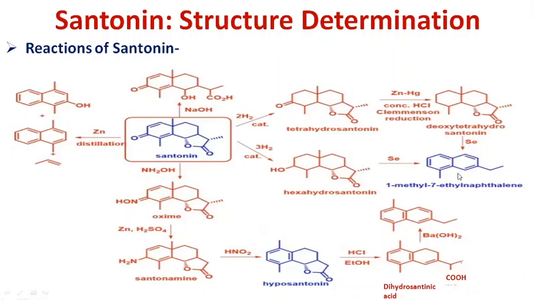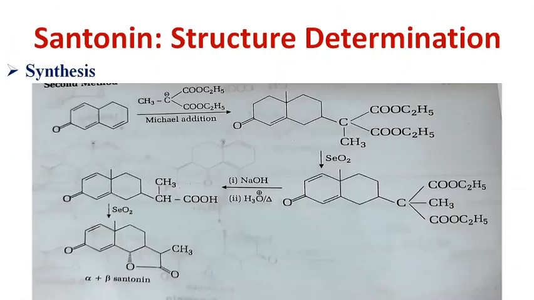deoxy-tetrahydrosantonin, and with selenium dehydrogenation it forms 1-methyl 7-ethyl naphthalene. Similarly, the catalytic hydrogenation, when complete, forms hexahydrosantonin, and with selenium dehydrogenation it forms 1-methyl 7-ethyl naphthalene. Thus, by assigning this structure, all the reactions and the final products have been explained by this santonin structure, so we can easily assign this santonin structure. This final structure of santonin has been confirmed by synthesis.